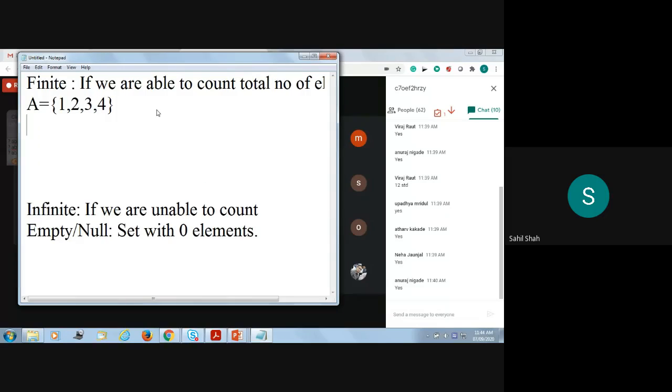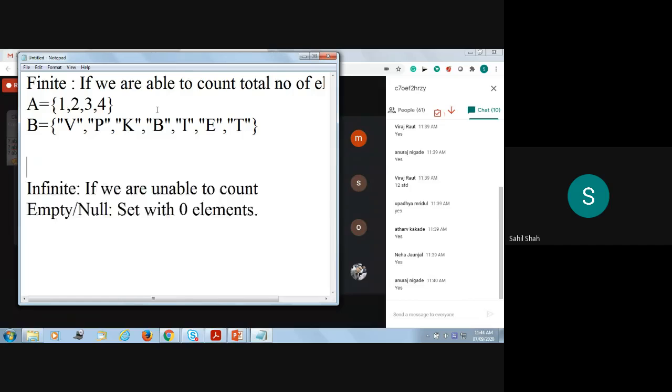Let's say B is the set of characters of the college name PPKBIE. This will be again a finite set. Whatever set in which you can count the total number of elements will be treated as a finite set. Any example of infinite set that you would like to give?